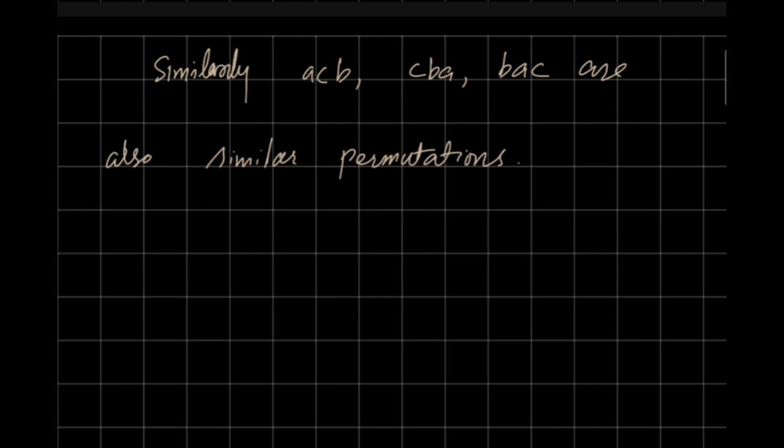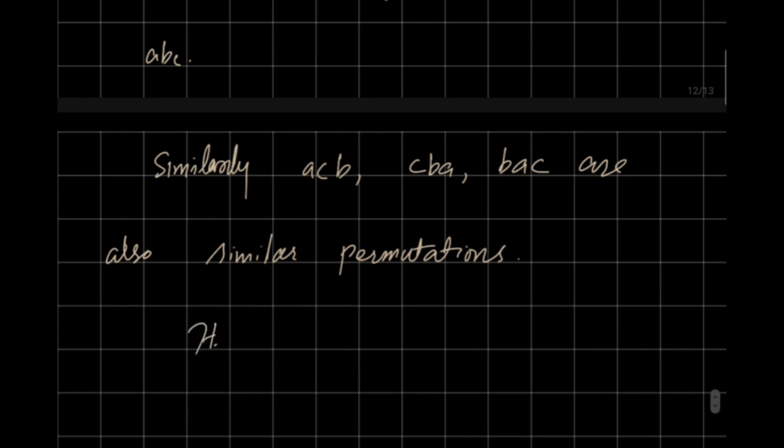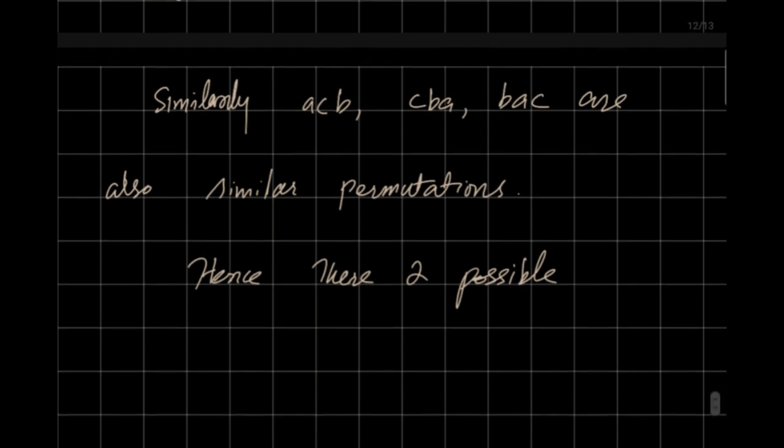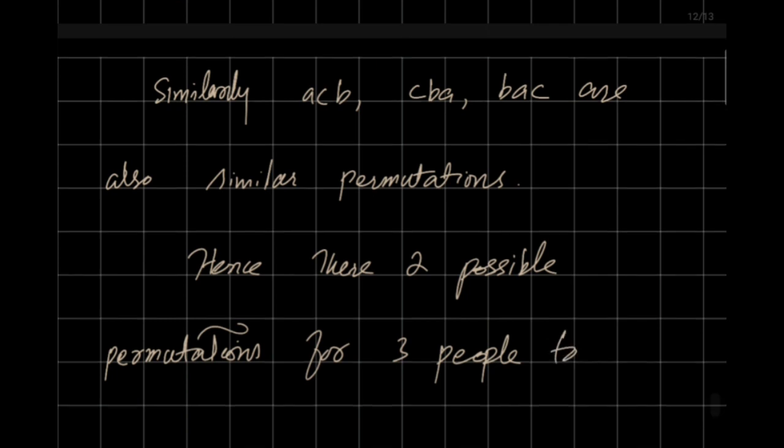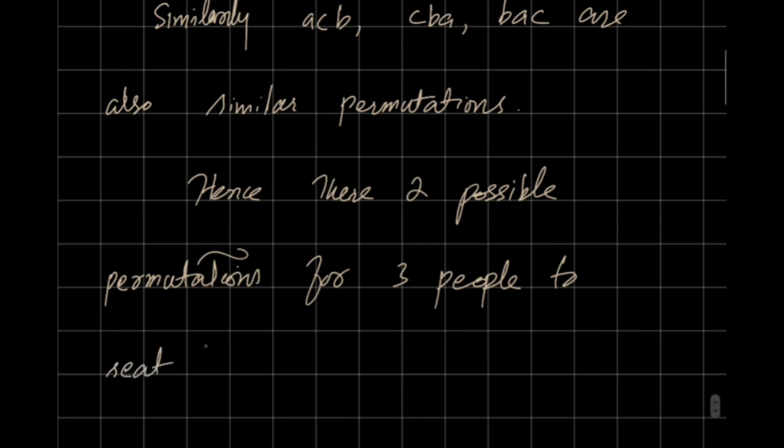Okay, so hence there are two possible permutations for three people, or three objects, to sit along a circular table.